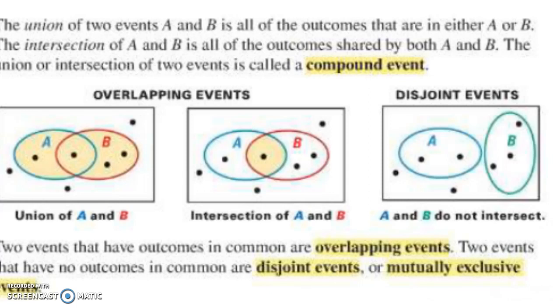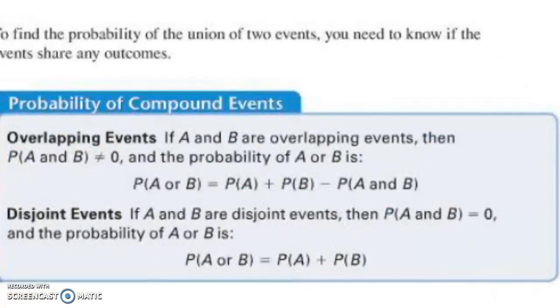A look at that visually gives you the union of A and B, including all the items that are in either A or B. The intersection includes only those things that are in both A and B. And when events are disjoint, there are no events that belong to both circles. So the way that we calculate probability of these compound events depends on whether they are overlapping or not.